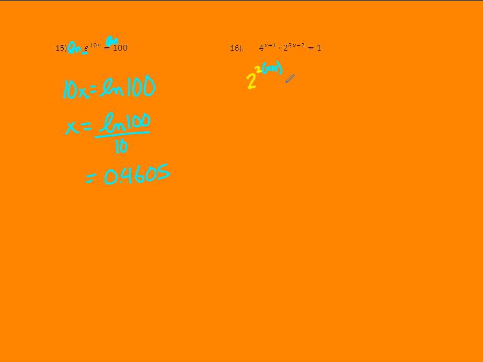I already have the 2, because it's already the same, 2 to the first power, so 3x minus 2. However, 2 to what power gives you 1? Well, any number to the 0th power gives you 1. So there's your exponent there. Your exponent should be 0.